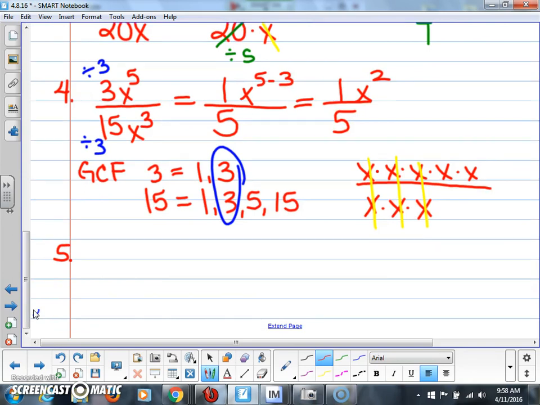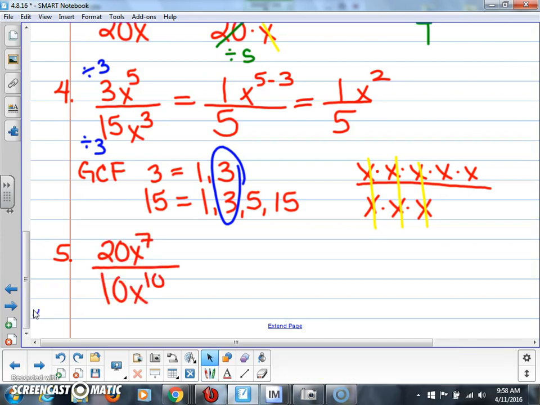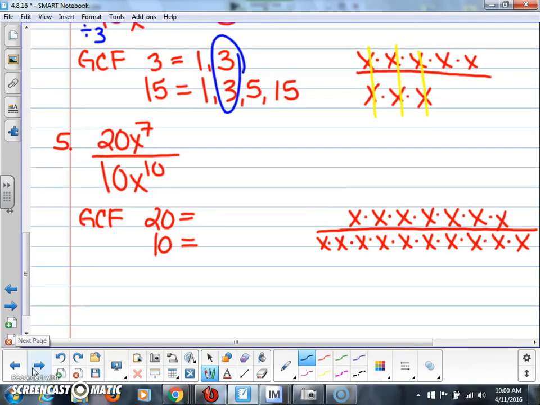Okay, next question. 20x to the power of 7 divided by 10x to the power of 10. Go ahead and reduce this fraction. The first thing that you needed to do was to list the greatest common factor between 20 and 10. What do I mean by factors? What numbers can I multiply it by? So 1 times 20 gives me 20. 2 times 10 gives me 20. And 4 times 5 gives me 20.